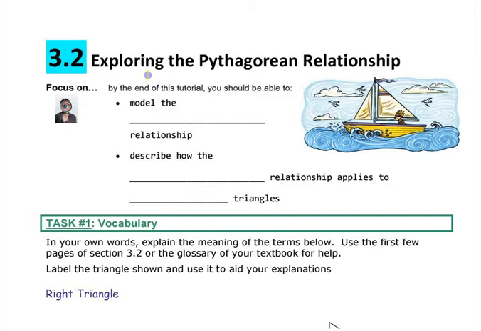This section again is about something called the Pythagorean relationship. That's the big focus of this whole chapter, actually. It's a pretty important concept to know. If someone asks you about high school mathematics, that's probably one of the things they would point out, or one of the things you learn in any high school math course anywhere in North America or anywhere in the world, probably.